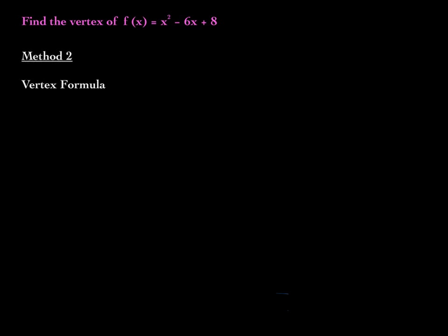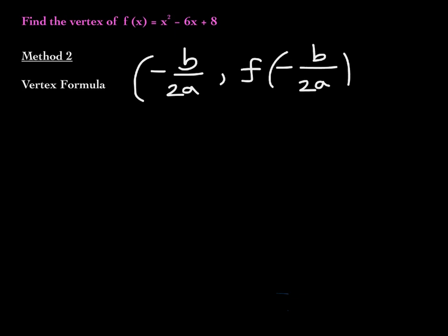Method number 2 is a formula. It's a formula for finding the vertex every single time. So this is the formula, and then once I write it down for you, I'll explain it. Negative b over 2a, comma, f of negative b over 2a. That's the vertex formula. Okay? So this is what your vertex will be every single time.